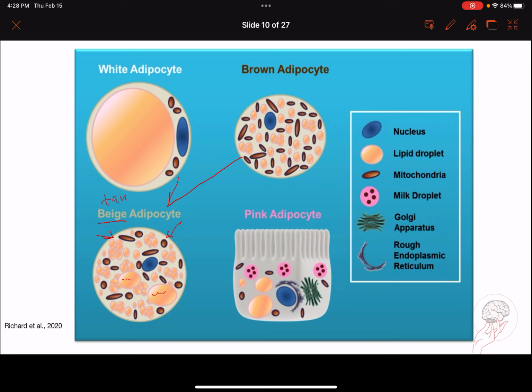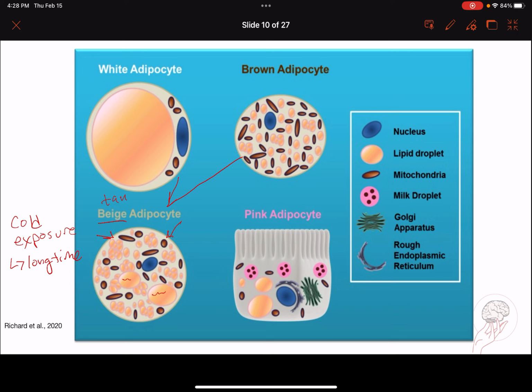The interesting thing about beige adipocytes is that beige adipocytes can be induced through cold exposure. But this takes a long time. Much longer than most people want to be cold for, and even longer than those cryo-sculpting companies would have you believe.